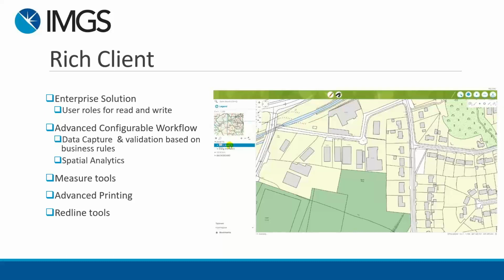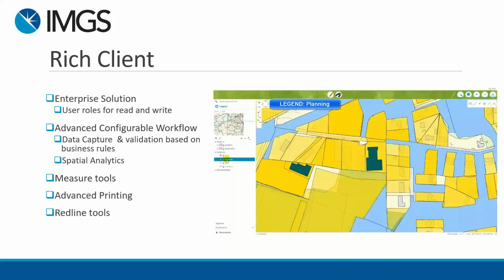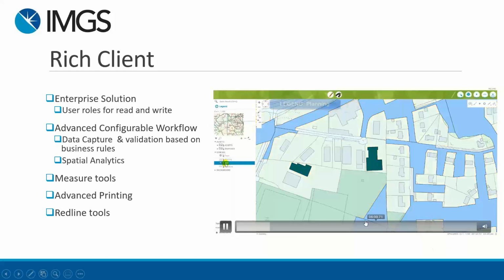With the rich client, we can focus down to what the user actually needs to do and focus on their job. The rich client also provides measure tools, advanced printing, and redlining capability. And we'll come on to a little more of that in a second.